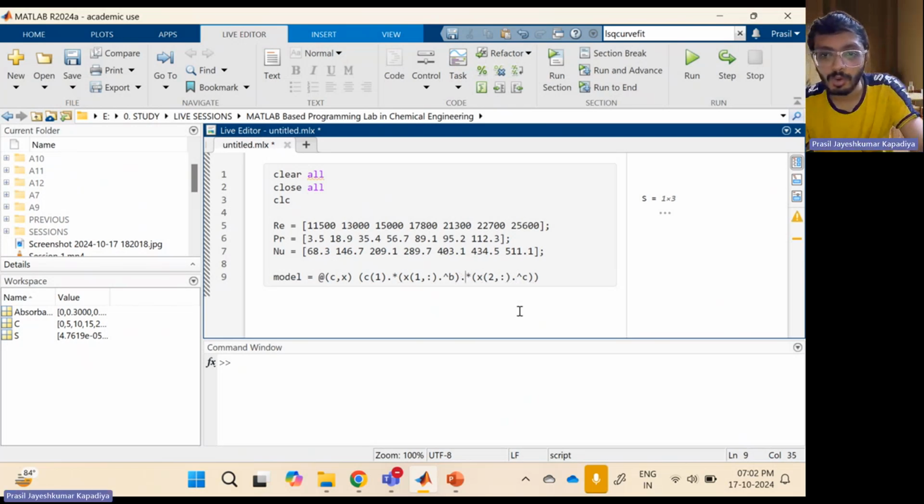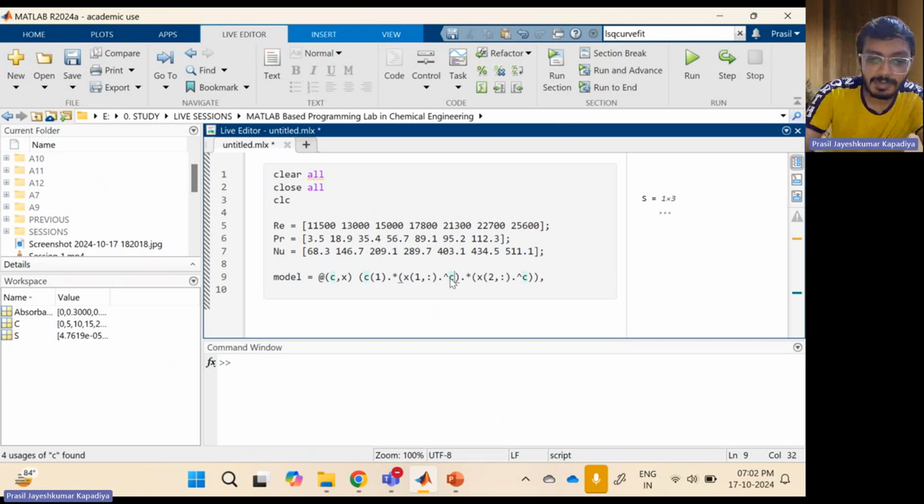Okay, so I have written down the model. Now I need to give some initial guess. B is my C of 2 and C is my C of 3. Set is 0, 0, 0.